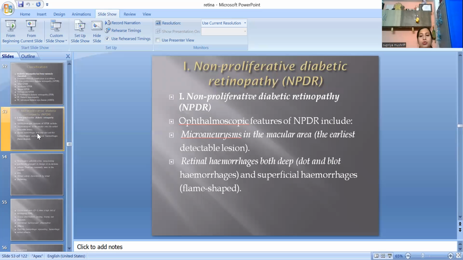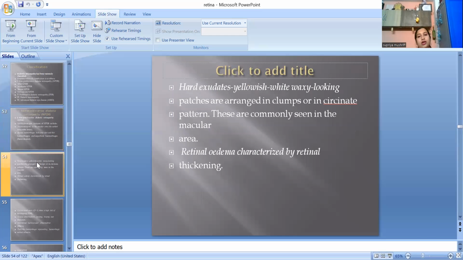Dot blot hemorrhages mostly occur at the deeper level, hence the dot and blot type, and superficial hemorrhages are flame-shaped hemorrhages at the level of the nerve fiber layer. Hard exudate is a yellowish white waxy coating. This hard exudate occurs at the outer plexiform layer and occurs in patches and clumps.